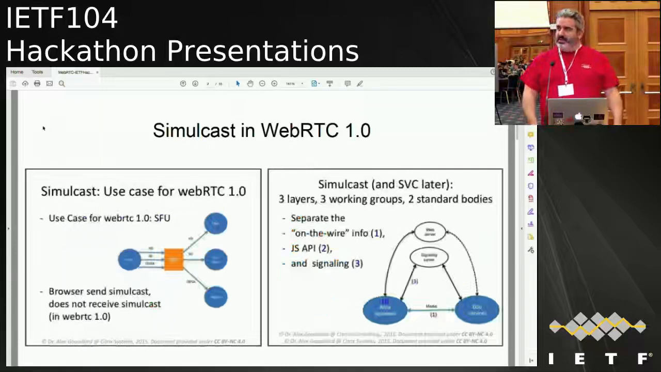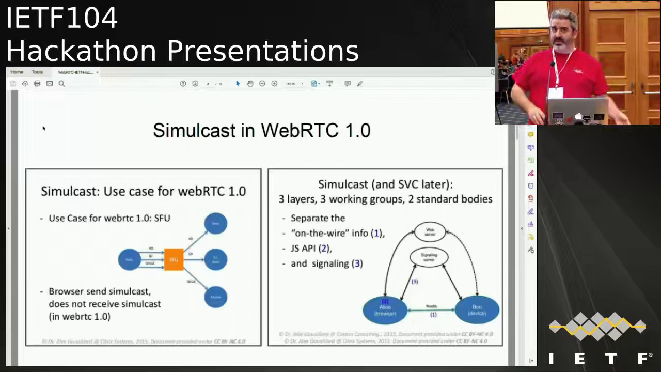In our case, it's only on the sender side that we try to send different resolutions. The receiving side is only receiving one of the streams depending on the bandwidth conditions, and it necessitates having a media server in the middle. So it's a very specific case where you not only have a browser and the protocols, but you also need the media server people to come together.